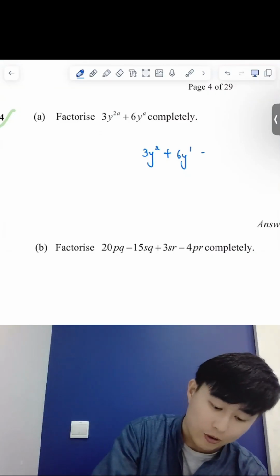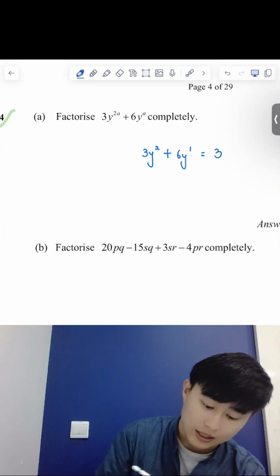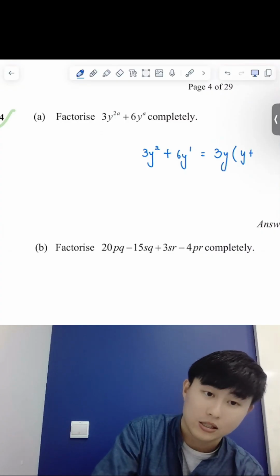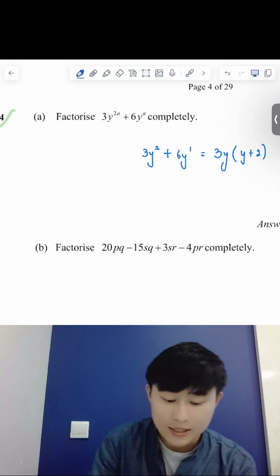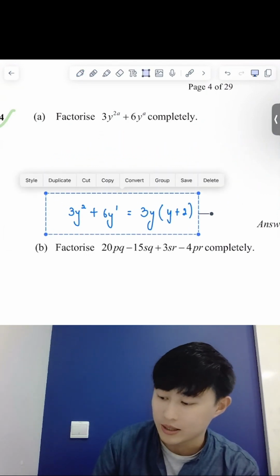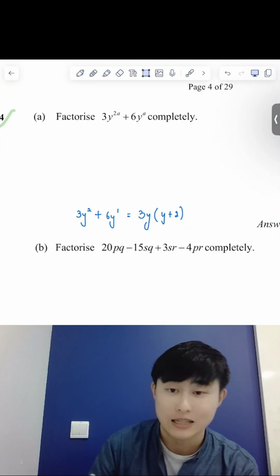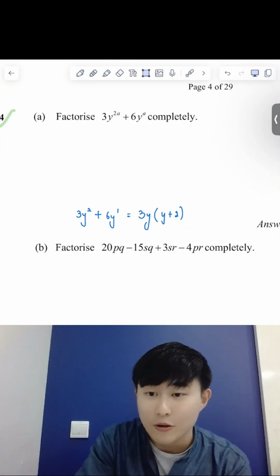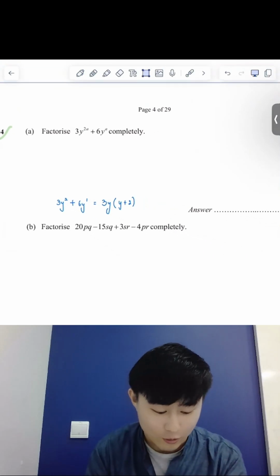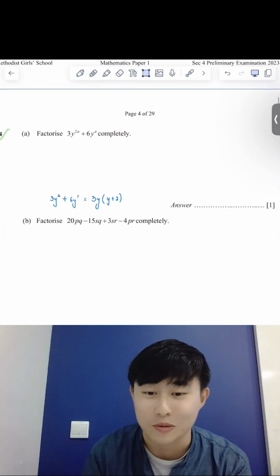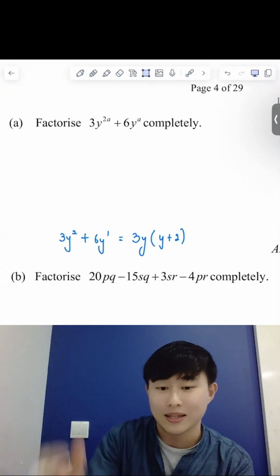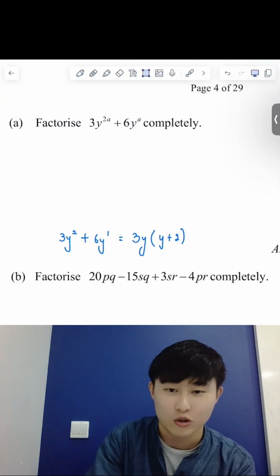Then what I'm going to do is factorize out. I'm going to take out 3, I'm going to take out y, and I'll be left with y plus 2. This is if the question is a little bit simpler. But why am I showing you this? It's because it is basically the same thing. Can you substitute? Can, but you see, this answer here is 1 mark. So do you really want to substitute for 1 mark? You can, but it's a bit tedious. So I wouldn't go for substitution.